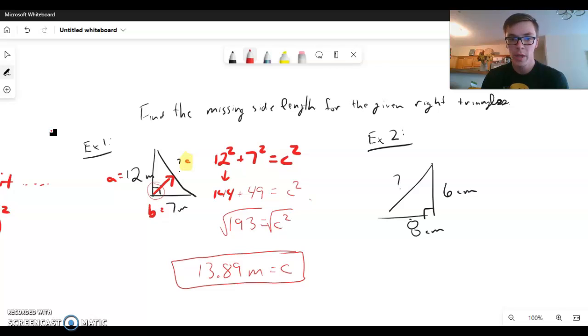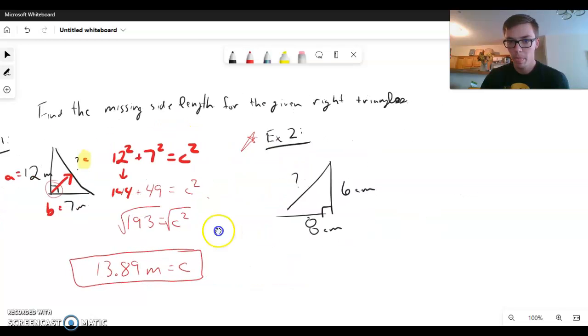We don't have to remember the negative, because the negative doesn't make sense for side lengths of a triangle. You can't have a negative distance. So then we had our final answer, and we rounded that to the nearest hundredths. And then we labeled. So what I want you to do now is try example number 2 over here where I put this red star. Go ahead and pause the video and try that problem.